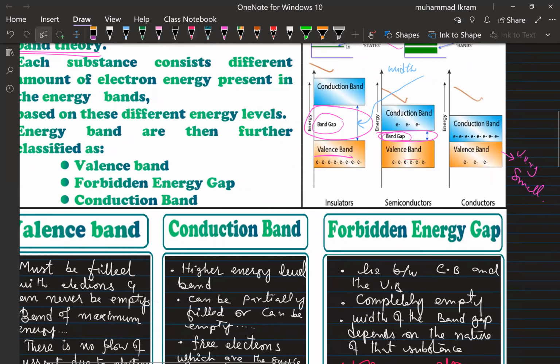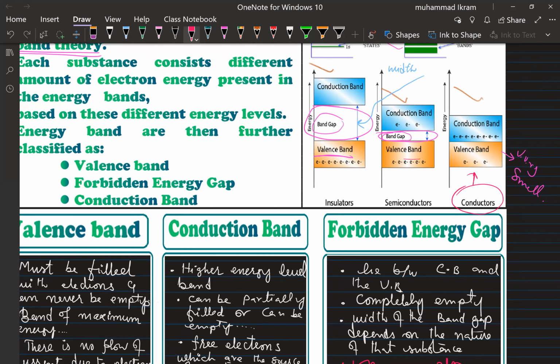Here you see in the conductors, there is a negligibly small forbidden energy gap, so narrow that the conduction band and the valence band are nearly overlapping. This is why these kinds of substances are the best conductors of electricity, as electrons can easily jump from the valence band into the conduction band.